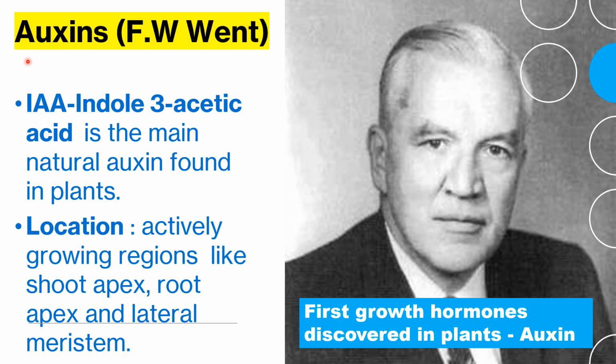Auxins are universally distributed in higher plants as well as lower plants, lower plants like algae, fungi, etc. In higher plants, they are present more in actively growing regions like shoot apex, root apex and lateral meristems, etc. One very good example of auxin is IAA, indole 3-acetic acid, the main natural auxin found in plants. Name the natural auxin found in plants, or give one example of auxin: IAA, indole 3-acetic acid.